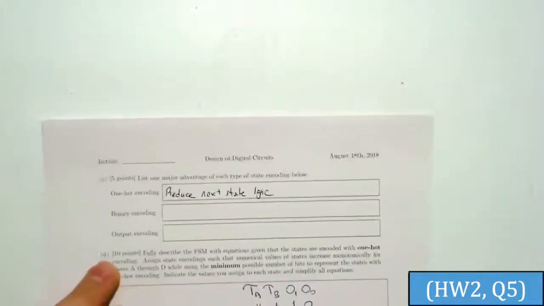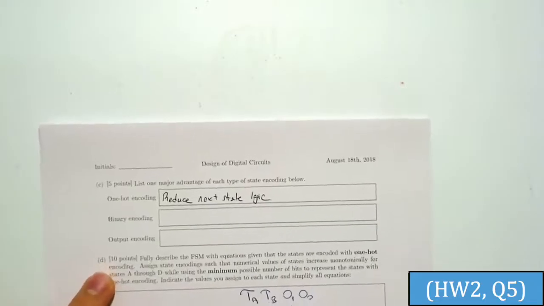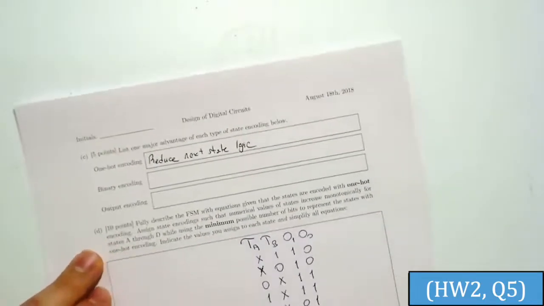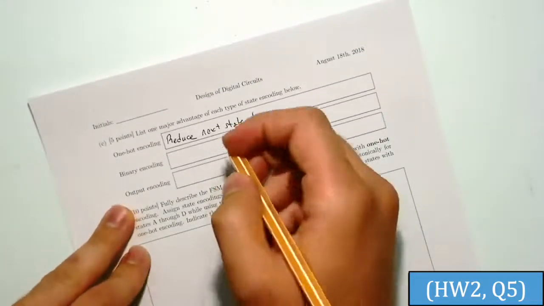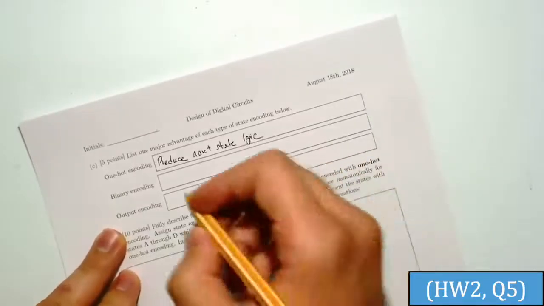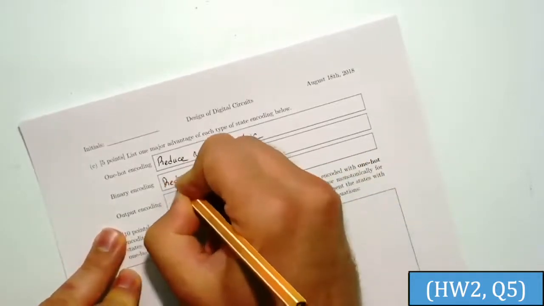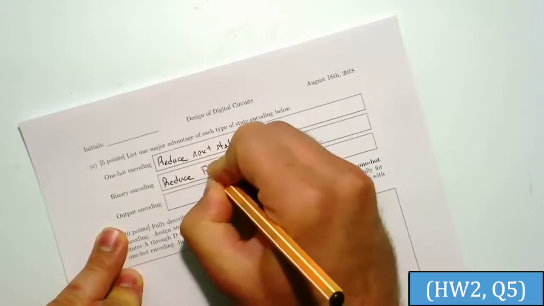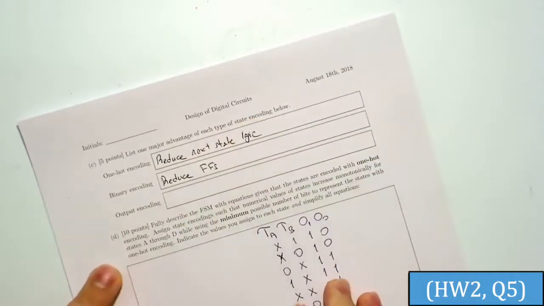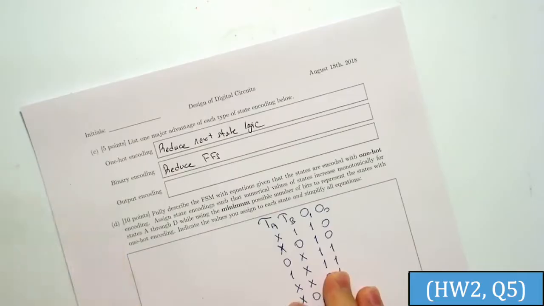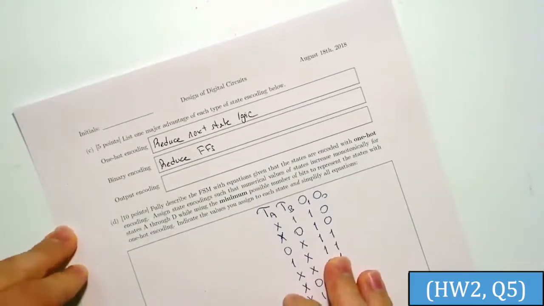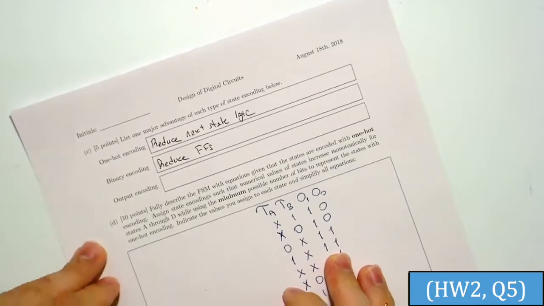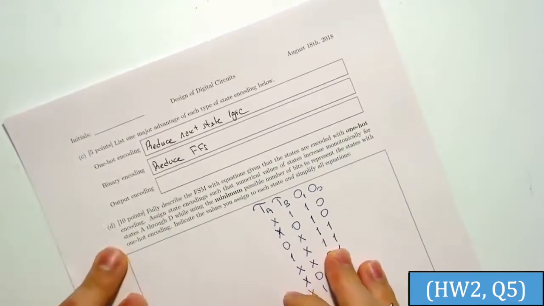So for the binary encoding, as I said, we try to basically use the least amount of bits to represent the state. So this means that you reduce the flip-flops that you need to represent the states. This is, I would say, the major advantage of binary encoding: reduce flip-flops. And for the output encoding, our goal is to basically use the least amount of logic units to encode the output, right? So this is also clear.